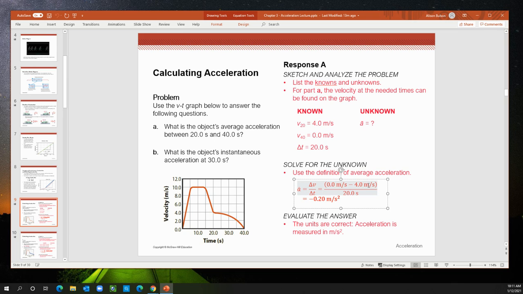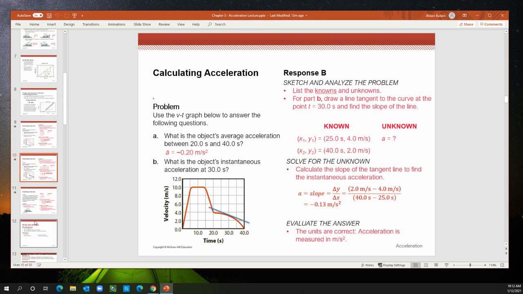So ending minus starting, 0 minus 4 is -4. And I divide by the time interval during that change. So from 20 to 40 seconds is 20 seconds. -4 divided by 20 is -0.2 meters per second per second. So the average acceleration from 20 to 40 seconds is -0.2 meters per second every second.